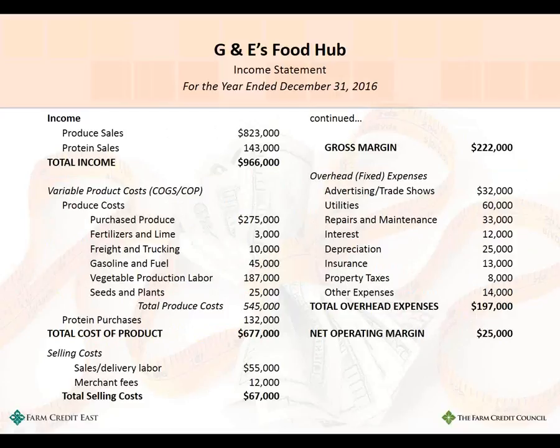There are a couple of questions really focused on managing from the income statement. One question is, how often should I refer to my income statement?